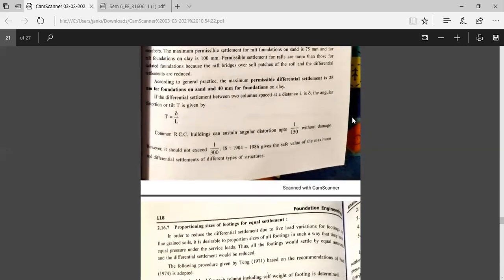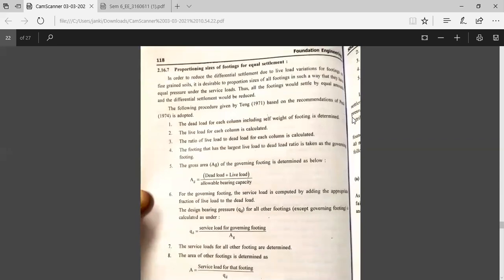A common RCC building can sustain angular distortion up to 1 by 150 without any damage. So it should not exceed 1 by 300 as per IS 1904. IS 1986 gives the safe values of the maximum and differential settlements of different types of structures. So, proposing the size of the footings for equal settlements.